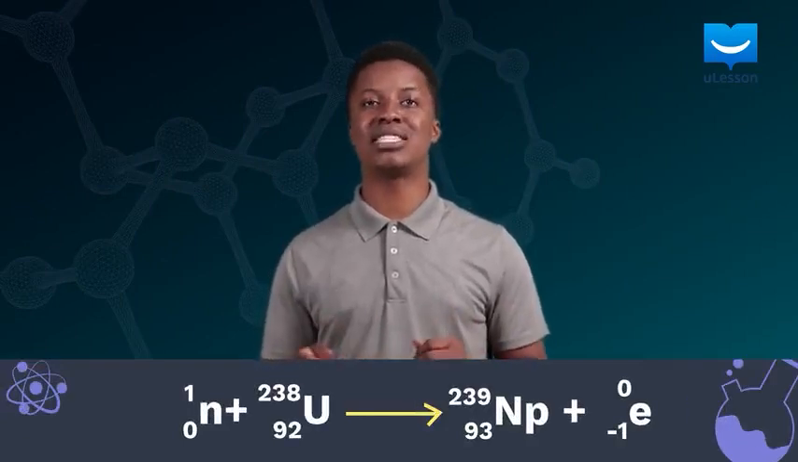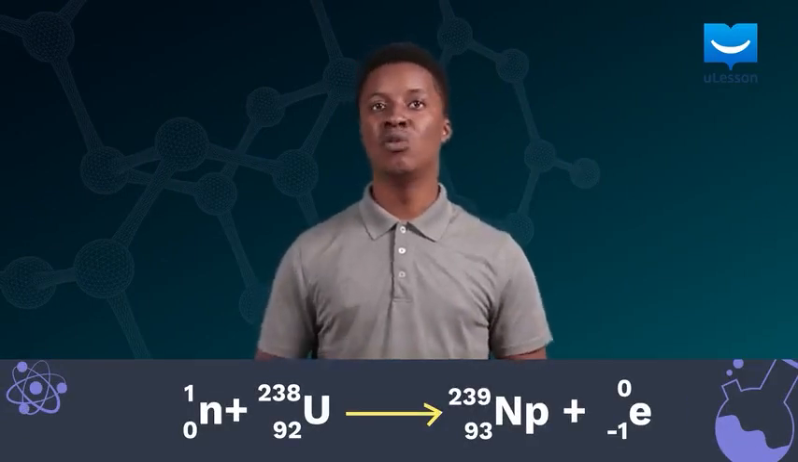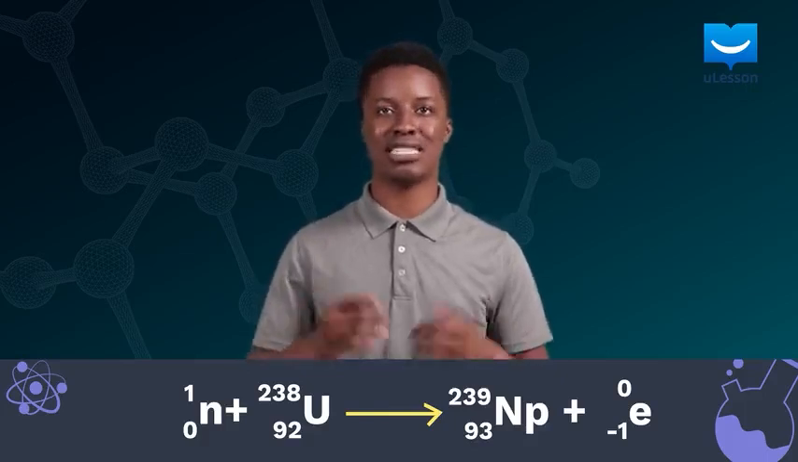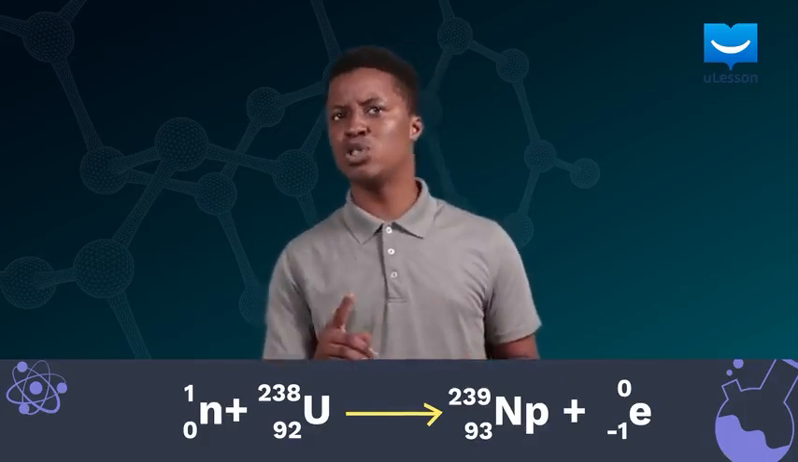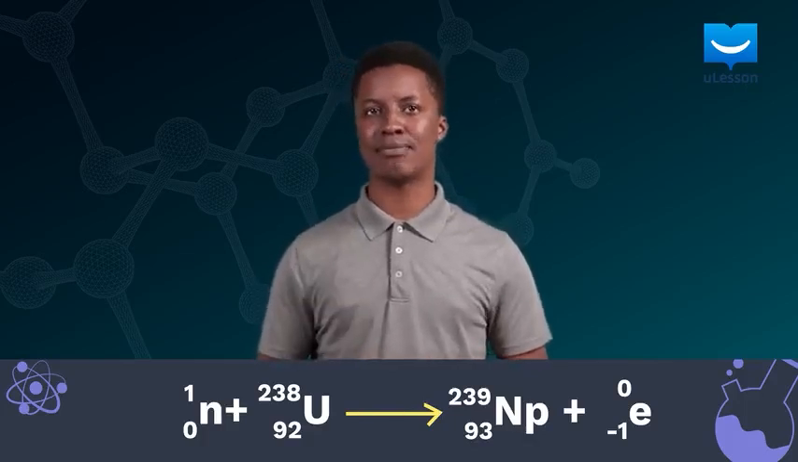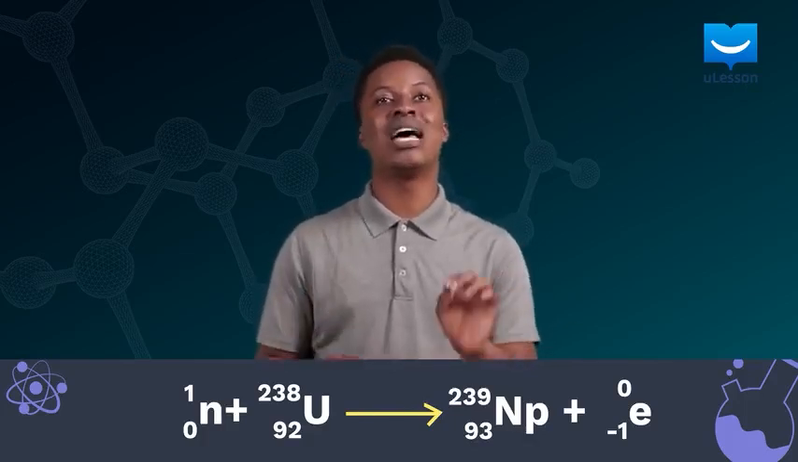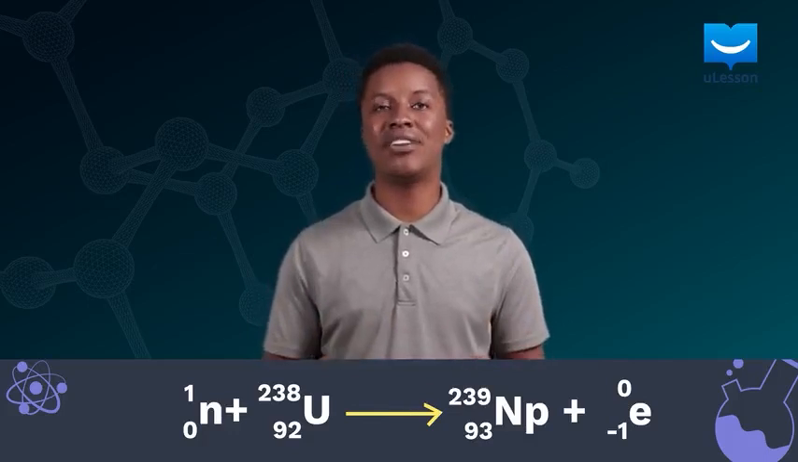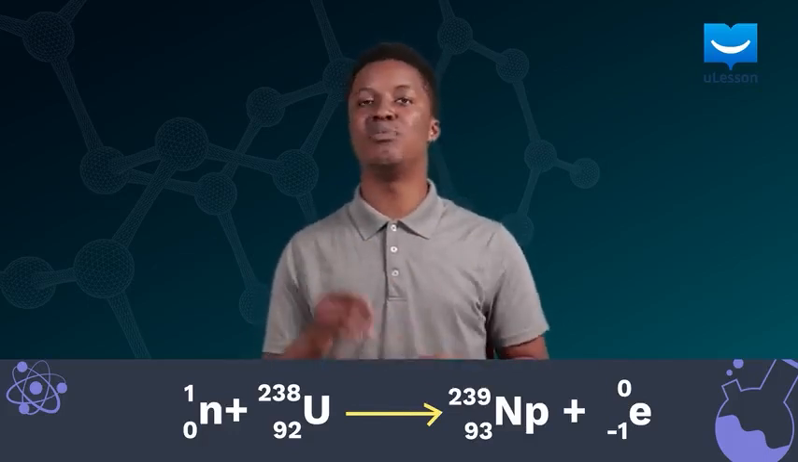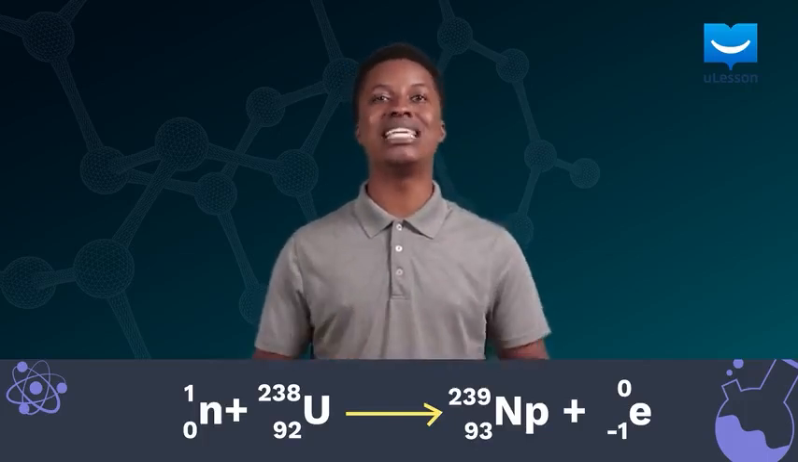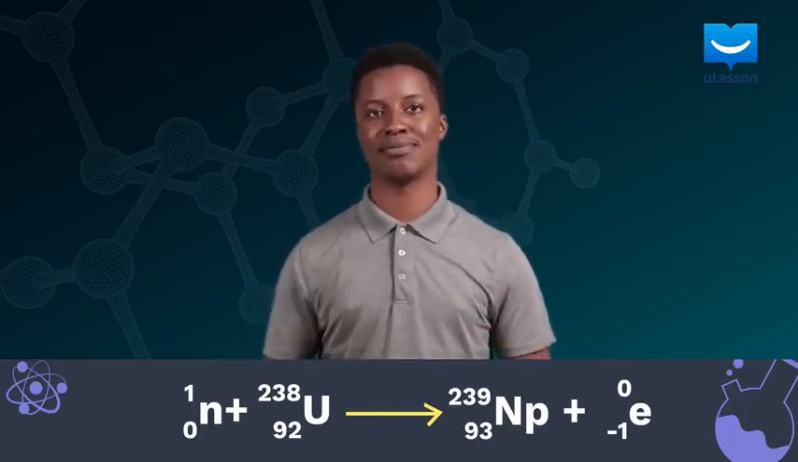Some others include the bombardment of heavier atomic nuclei with neutrons. For example, uranium-238 can be converted to neptunium-239, which is another element with a different atomic mass. As shown in the equation here, you will notice that no proton is produced after the bombardment. Well, this is because the nucleus of neptunium-239 is heavier when compared to uranium-238. So, the neutron used for the bombardment is captured to produce a heavier atomic nucleus.